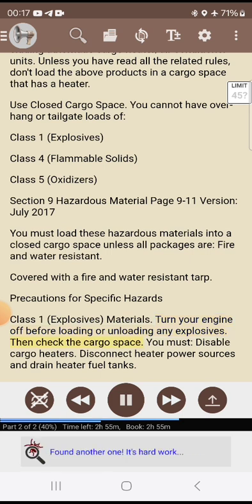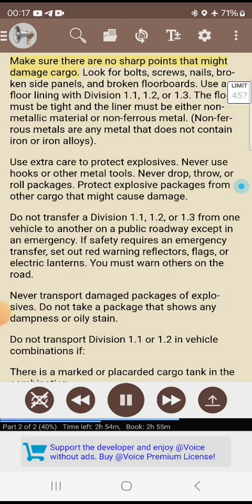Then check the cargo space. You must disable cargo heaters. Disconnect heater power sources and drain heater fuel tanks. Make sure there are no sharp points that might damage cargo. Look for bolts, screws, nails, broken side panels, and broken floorboards.